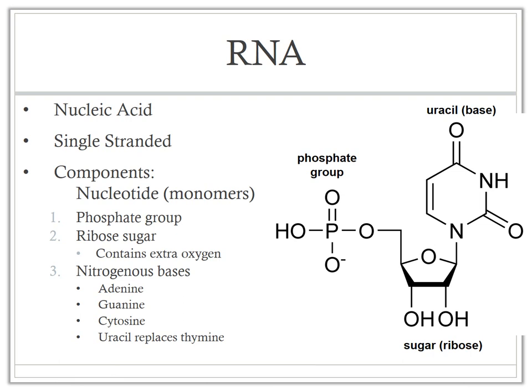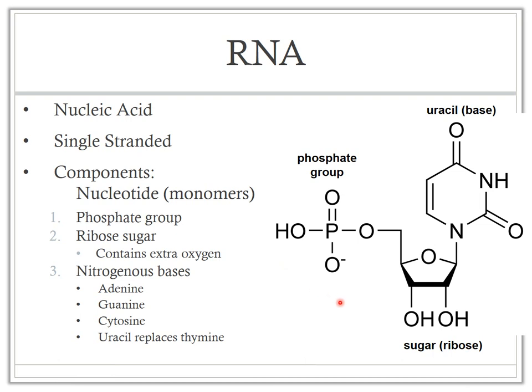DNA was this double-stranded helix molecule. RNA is just one side of that. It is single-stranded. RNA is made of nucleotides. Just like DNA, nucleotides are the monomers that will make this RNA molecule. The RNA nucleotide is made of the phosphate group. Very similar, the same phosphate group on the DNA and in the RNA.